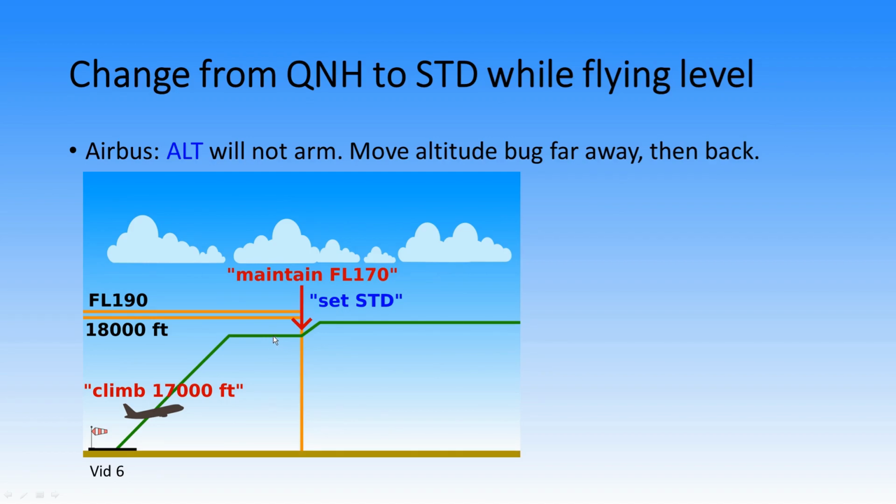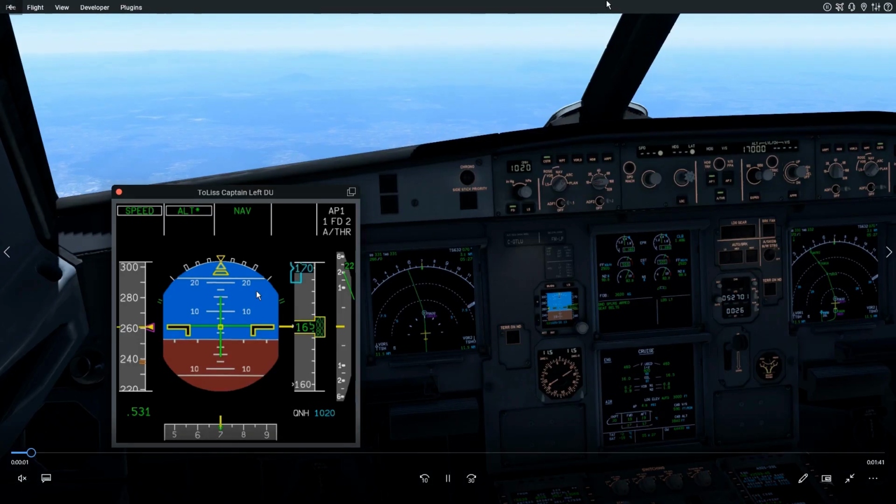And if you fly outside of the sector from the current terminal area, then ATC might say, okay, change to flight level 170. And okay, so you can set standard in that case, but what will happen next is a bit better to explain on the video. Okay, so let's begin here.